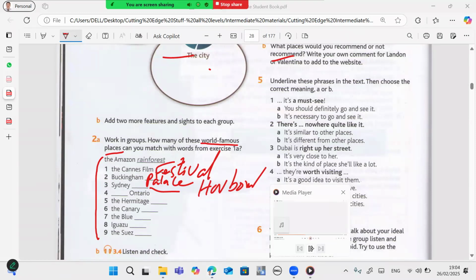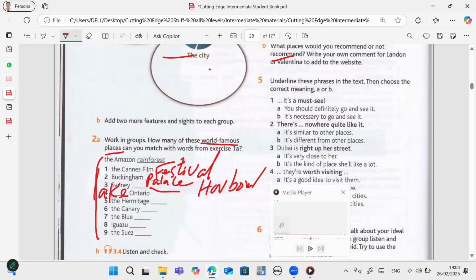Next one. 4. Lake Ontario is the smallest of the Great Lakes in North America, although it is still the 14th biggest lake in the world. Lake Ontario. What do you know? The Ontario, the biggest lake. The biggest lake.